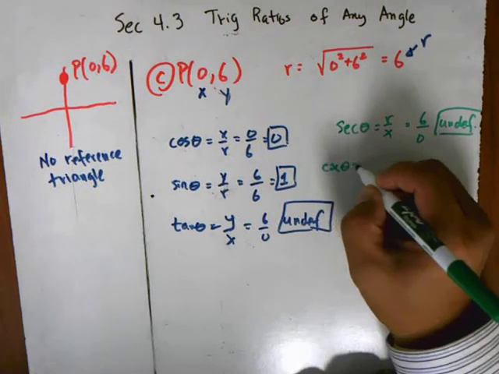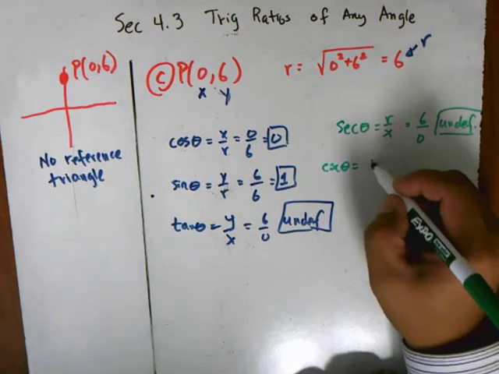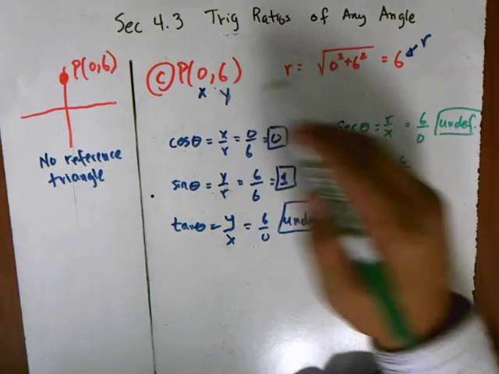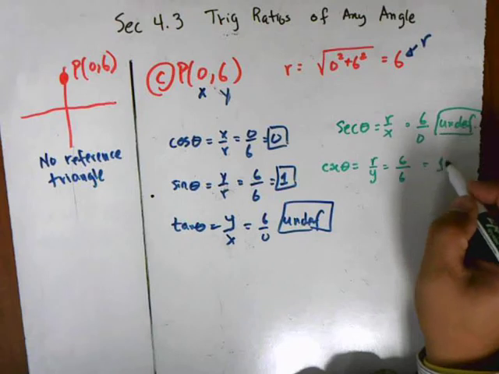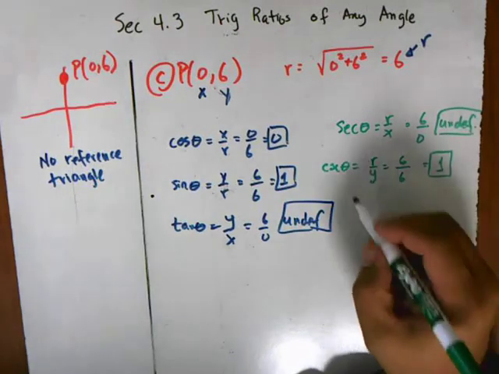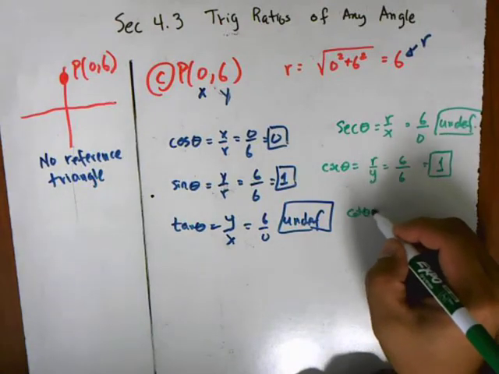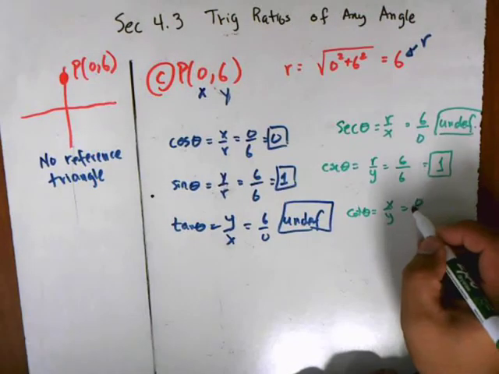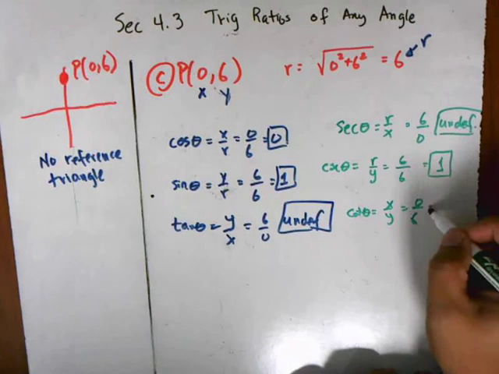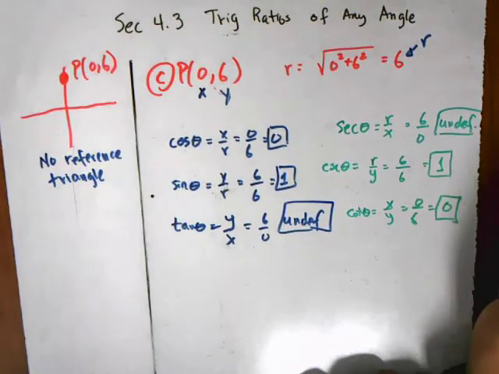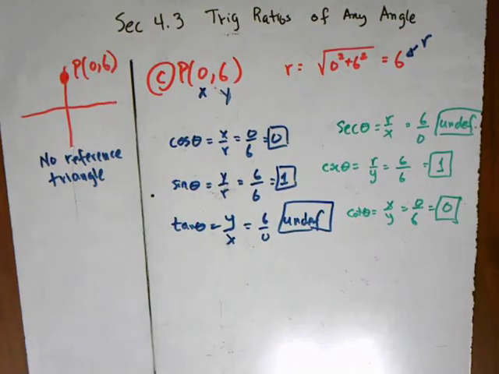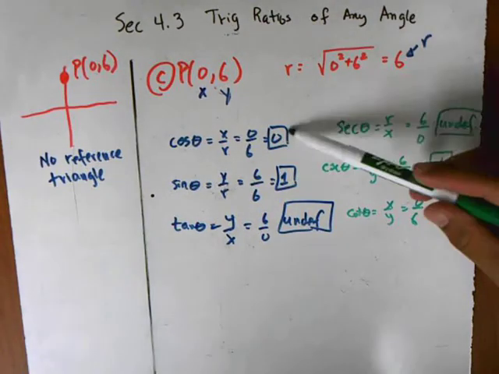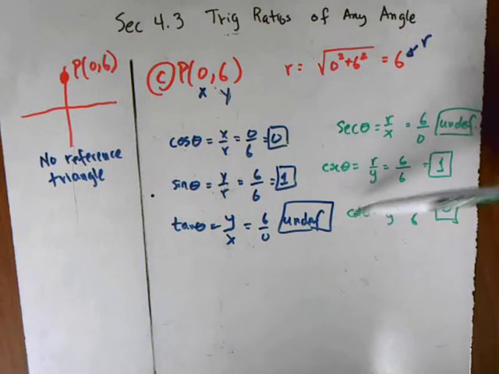Cosecant of theta, or the reciprocal of sine, is, well, r over y. R is 6, y is 6, the ratio is 1. Finally, cotangent of theta is x over y. X is 0, y is 6, cotangent is 0. So in this case, every single trigonometric ratio is either 0, 1, or undefined.